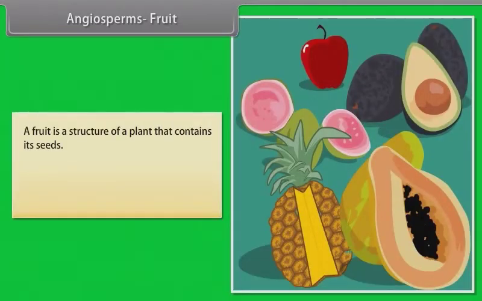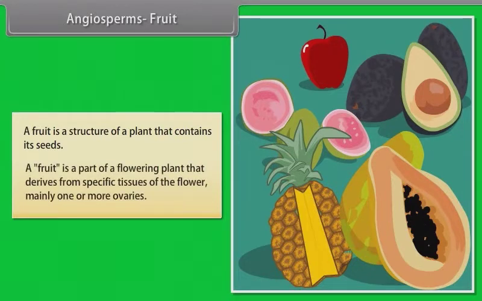Angiosperms Fruit. A fruit is a structure of a plant that contains its seeds. A fruit is a part of a flowering plant that derives from specific tissues of the flower, mainly 1 or more ovaries.